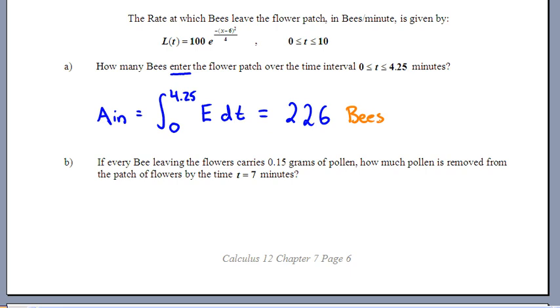Every bee leaving the flowers carries 0.15 grams of pollen. How much pollen is removed from the patch? By all the bees, I'm assuming. By the time t gets to 7 minutes. Well, let's go and find out how many bees leave the patch. Right? I kind of like this idea where we've got separate equations for the in and the out rate. So if I want to know the actual amount of bees that have left, what I could do is just integrate from 0 to 7. Sorry, getting ahead of myself here. From 0 to 7, I'm going to integrate the leaving rate, dt.